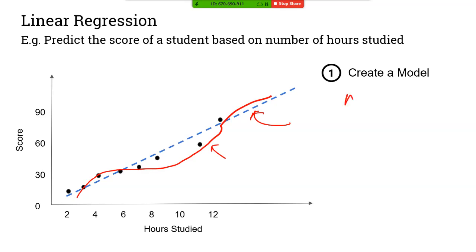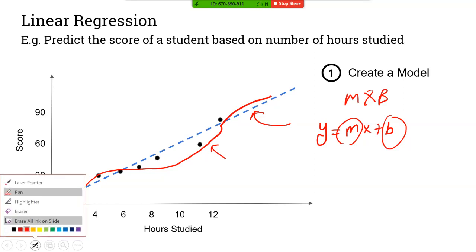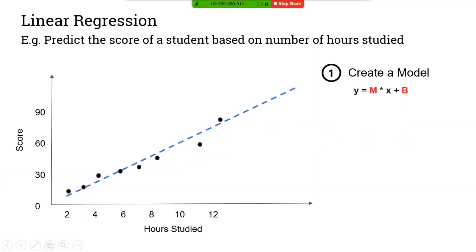Yeah, the m and the b, right? Because the general equation of this line is y is mx plus b. If we know the m and we know the b, we know how this line looks. And this is how we could represent this line in our algorithm. So we'll model this using y is mx plus b.